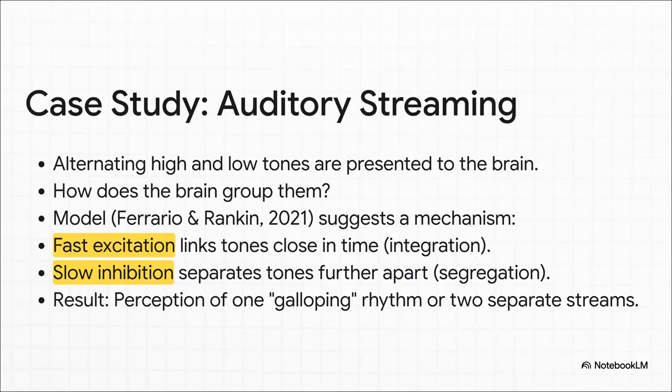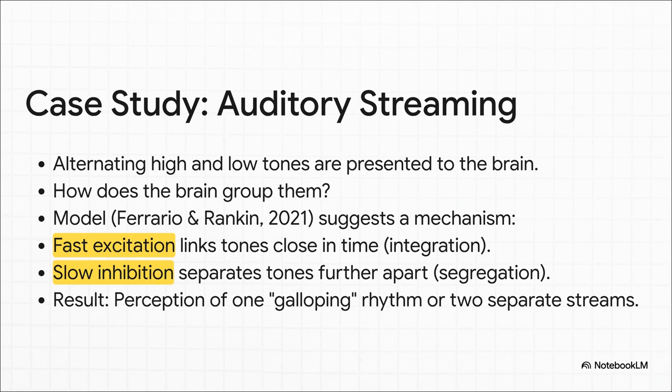Let's make this real with an example. It's called auditory streaming. Imagine you hear a series of alternating high and low tones, something like beep, boop, beep, boop. Now, sometimes your brain hears that as one single kind of galloping rhythm, but other times you might hear two totally separate streams of sound, a high one and a low one.